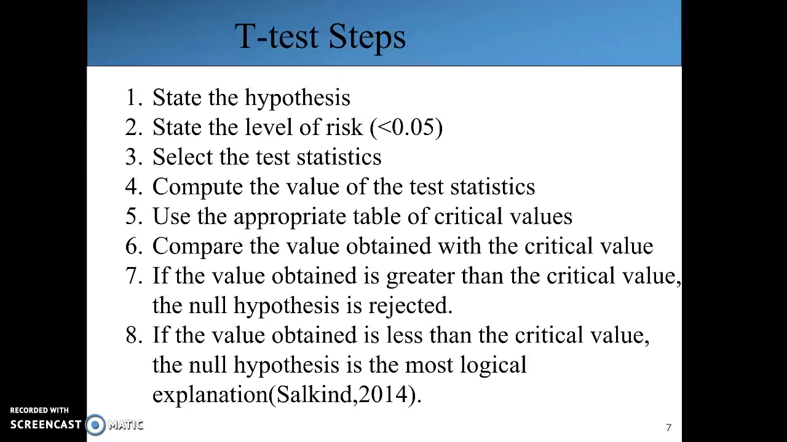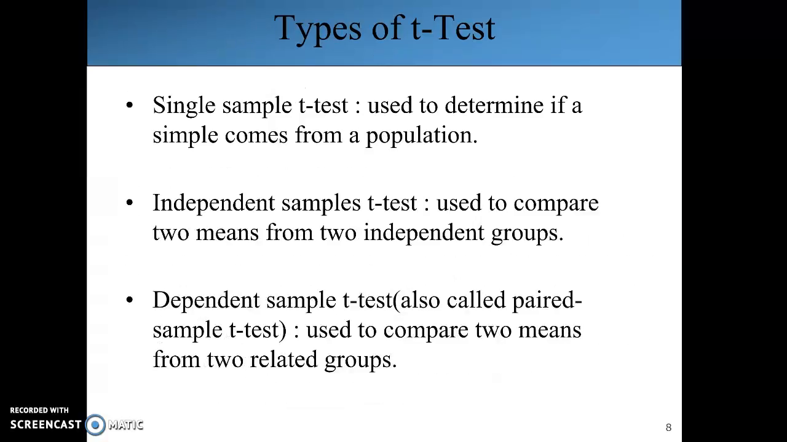Step 5 is to use the appropriate table of critical values. The t-value in this case will be used to reject the null hypothesis. And 6, we have to compare the value obtained with the critical value. Steps 7 and 8 are where the decision is made. If the value obtained is greater than the critical value, the null hypothesis is rejected. If the value obtained is less than the critical value, the null hypothesis is the most logical explanation.